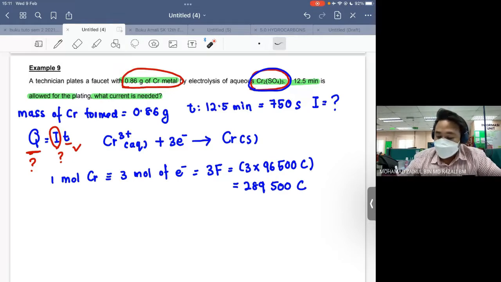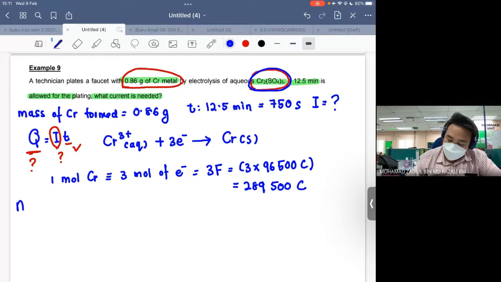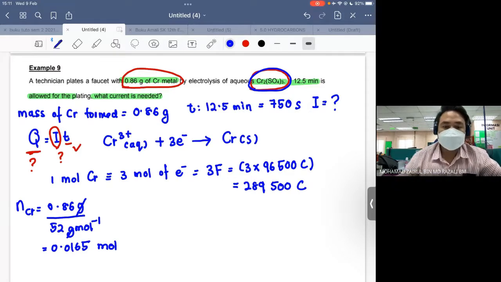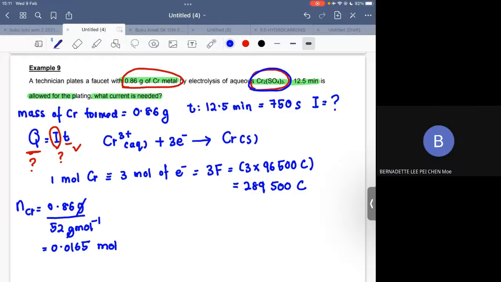Okay, sekarang ni adakah kromium yang kita hasilkan ni berat 0.86 ni bersamaan dengan 1 mol? So kita kena carilah berapa je mol kromium yang kita hasilkan. So mole of chromium that produced from this electrolysis is equal to 0.86 gram over the molar mass of the chromium. Kalau kira molar mass of the chromium is 52 gram per mole. So the mole of chromium is 0.0165 mole. Okay. Setakat ini ada apa-apa soalan tak? Semua okay? Okay, sir. Alright.